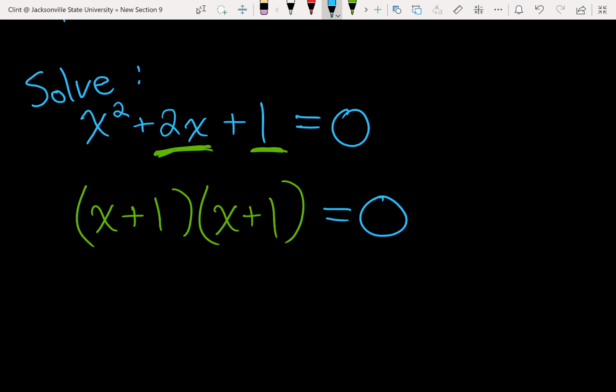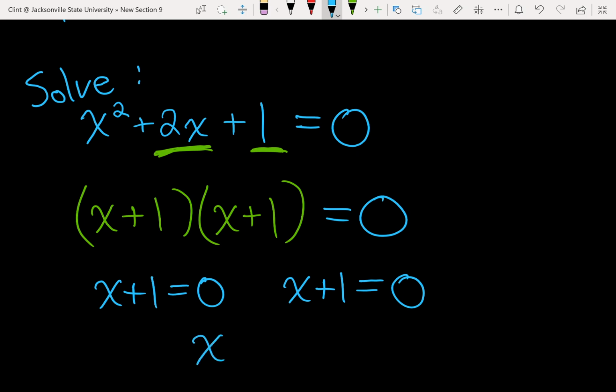We could set each factor equal to 0. And in this case, they're both the same. We get a repeated solution.